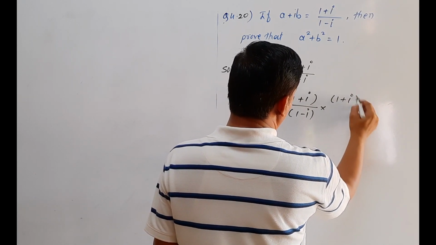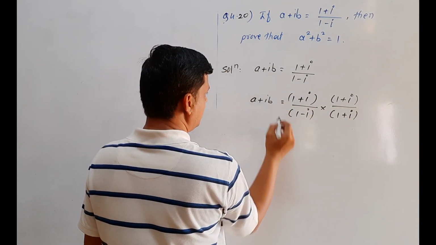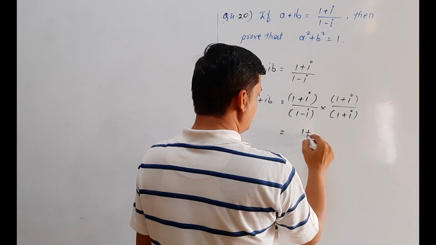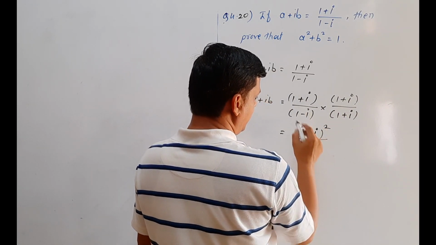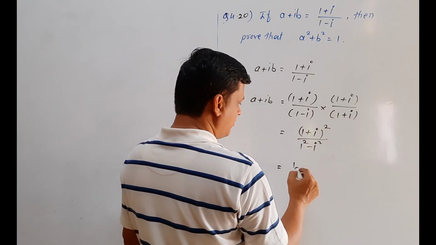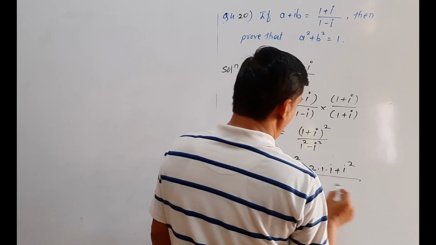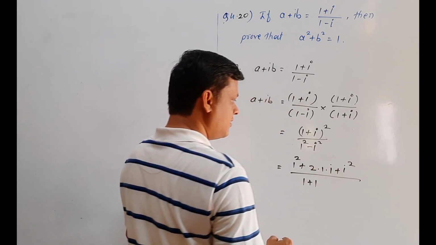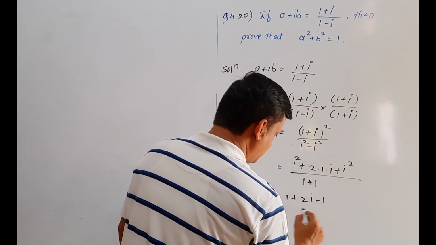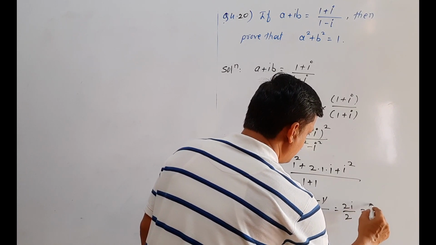So (1 + i)/(1 − i), we write here (1 + i)/(1 + i), so we multiply and divide by the conjugate of the denominator. Now multiply numerator with numerator: (1 + i) into (1 + i), which is (1 + i)². In the denominator we write (1 − i)(1 + i) as 1² − i². So we use the formula (a + b)² here. We get 1² + 2 into 1 into i + i², upon 1² is 1, i² is −1, so minus minus plus 1. 1² is 1, plus 2 into 1 into i, that is 2i, i² is −1, upon 1 + 1 is 2. So the plus 1 and minus 1 get cancelled. 2i upon 2, which is equal to i.